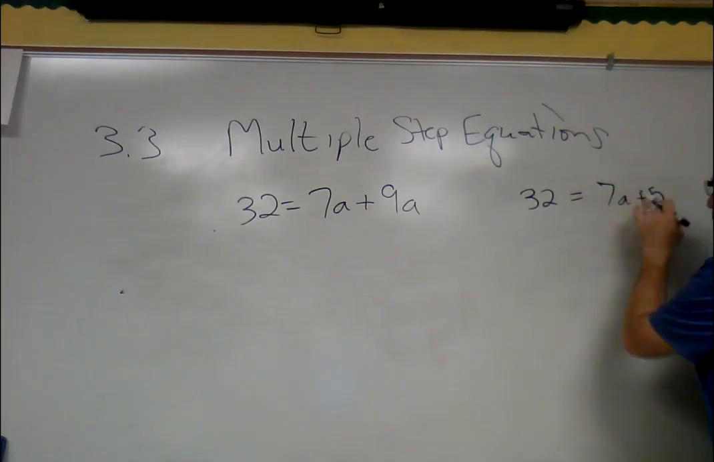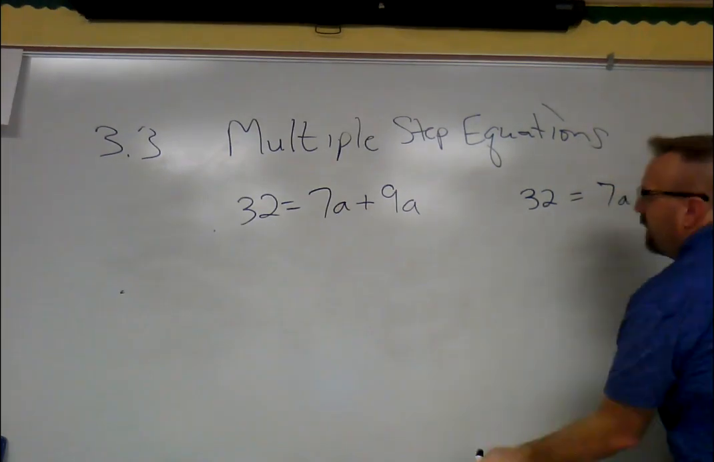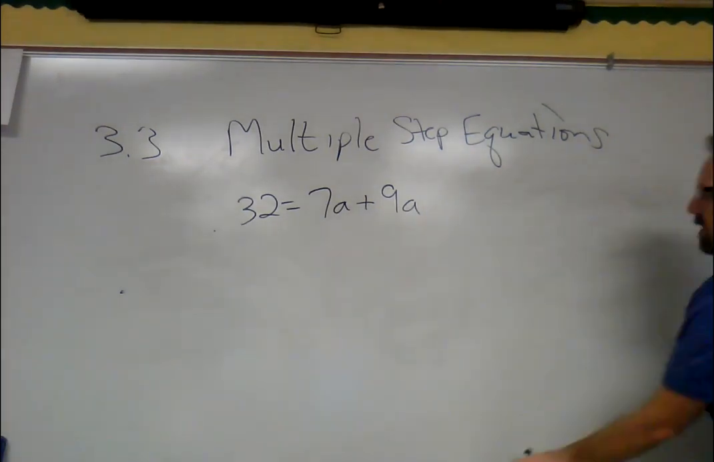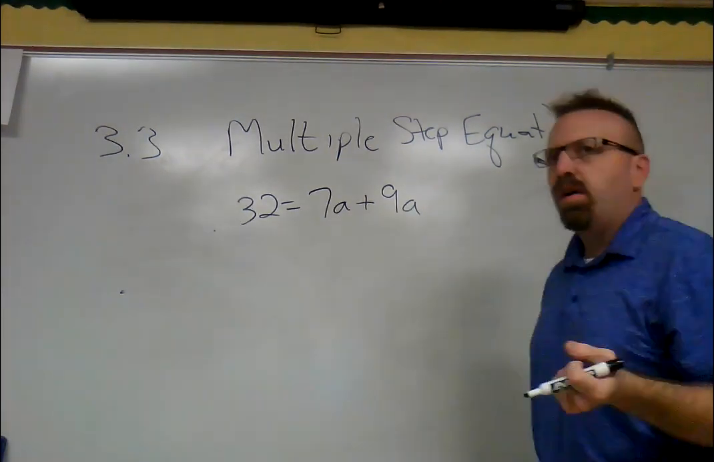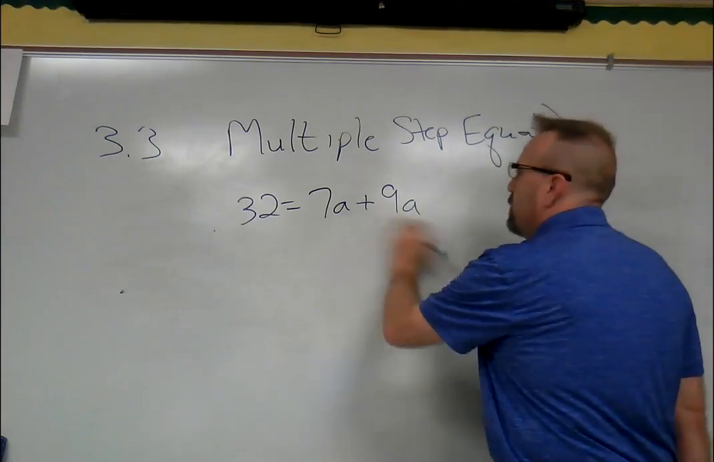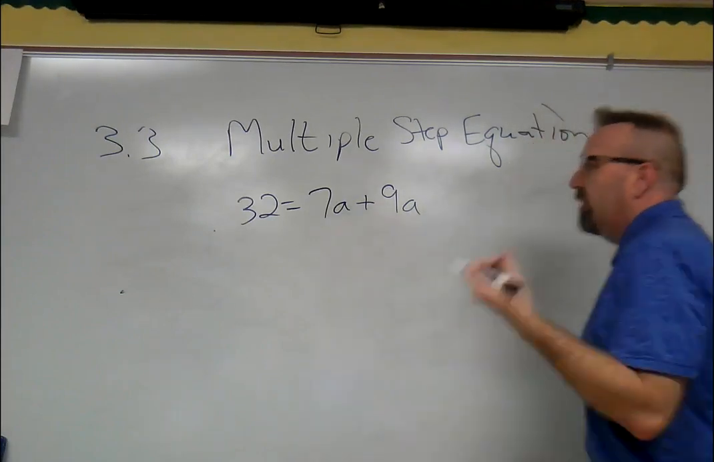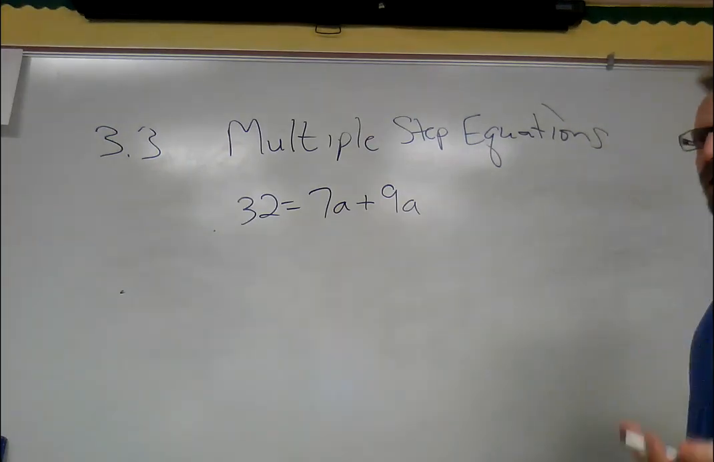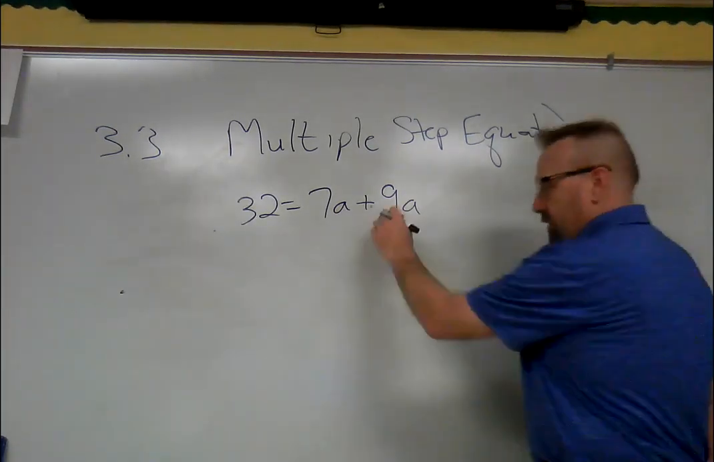So over here we had a variable and a constant term. Over here we've got 2 of the same variables, 2 terms, and equal to the constant. So the first thing we want to do is combine these 2 variables. So we have 7a and we have 9a. How many a's do we have? So it says to add them. That's what we do.